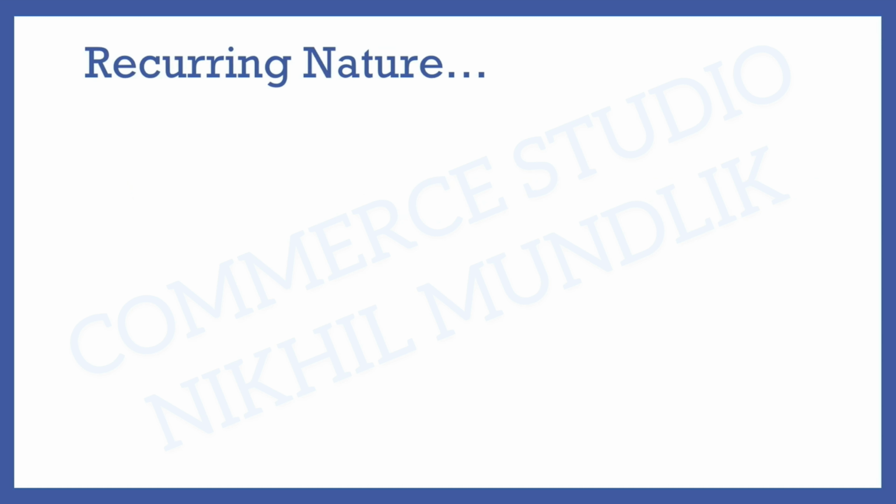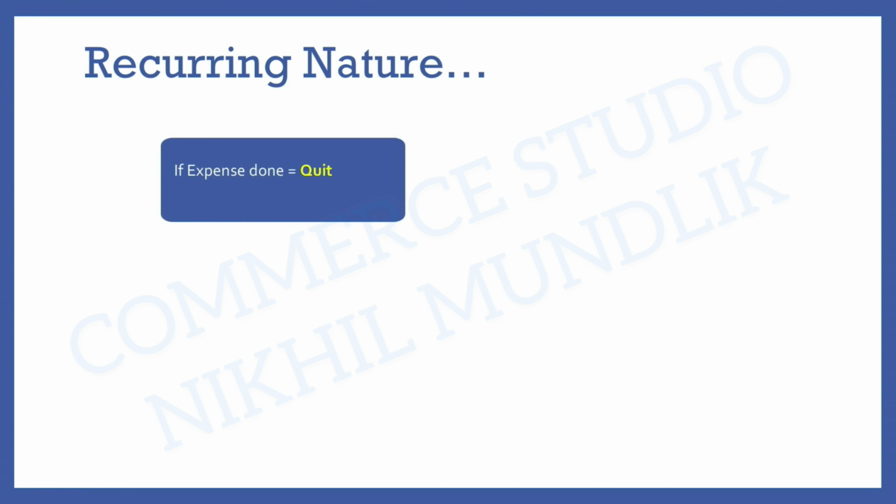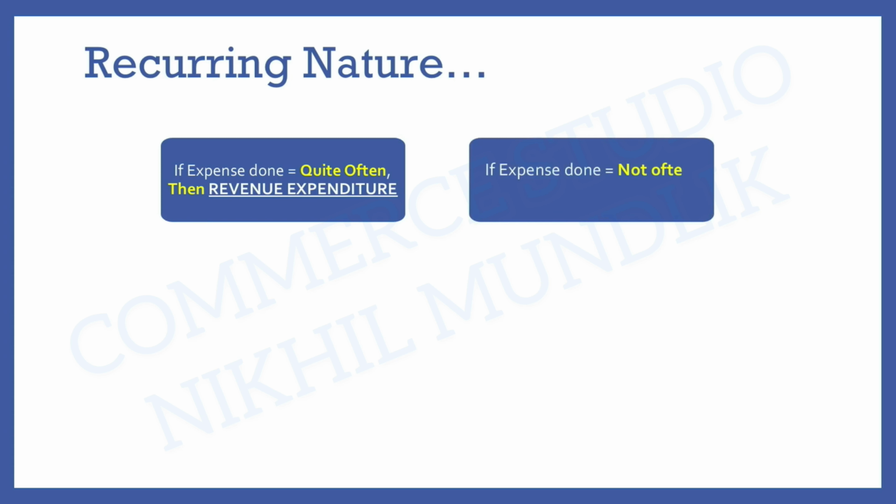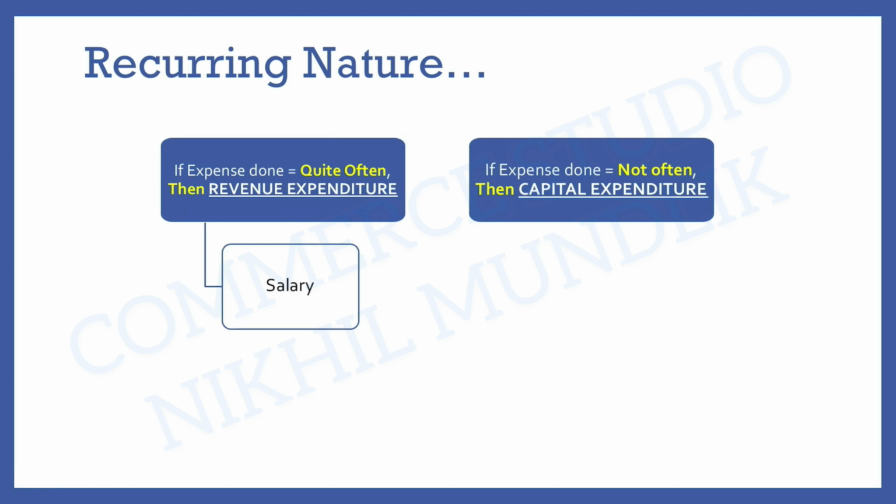The next point, number 2, is the recurring nature of the expense. If the said expense is quite often done in the business, then it is a revenue expenditure. If the expenditure is not often in the business, then it is capital expenditure. For example, salary is a revenue expenditure. Why? Let's see, if a business pays salary to its employees, it will be paying it every month of the year. Hence, it becomes a recurring expenditure, since it is paid several times during the year. And so, this will be categorized under revenue expenditure.